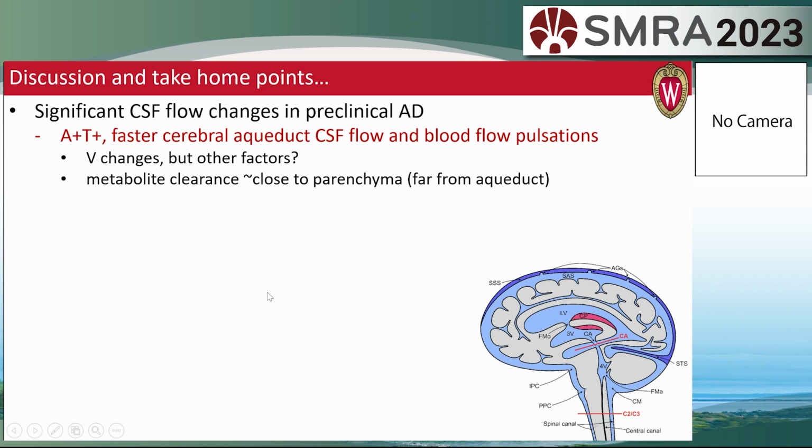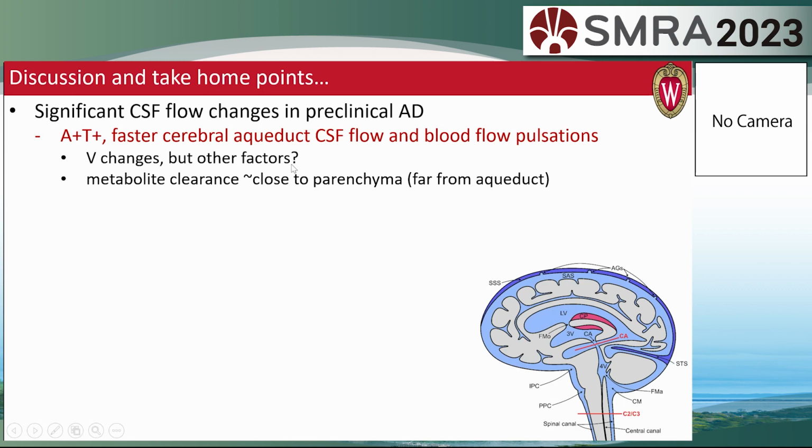So a few take-home points. We observed significant CSF flow changes in preclinical AD. In those that were amyloid and tau positive, we found faster cerebral aqueduct CSF flow and blood flow velocities and blood flow pulsations. And we had noticed these vascular changes later, but perhaps there could be other factors weighing into these CSF flow velocity changes, or perhaps not.